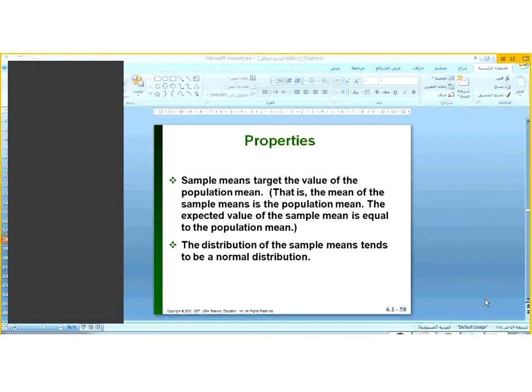So the distribution of the sample mean tends to be a normal distribution. So if you are asked what the distribution of the sample mean is, what do we say? What is written here? Normal distribution.